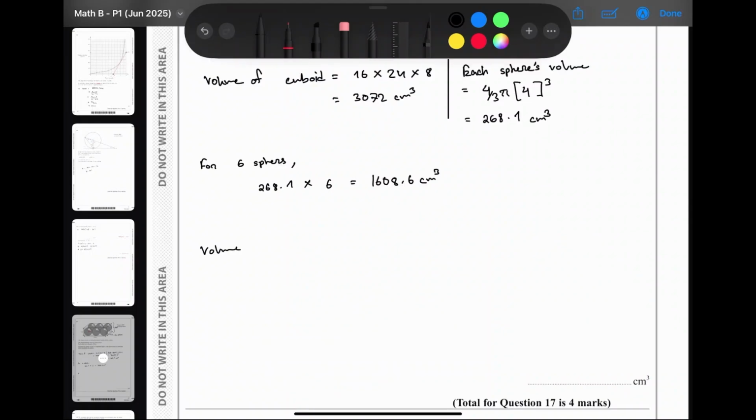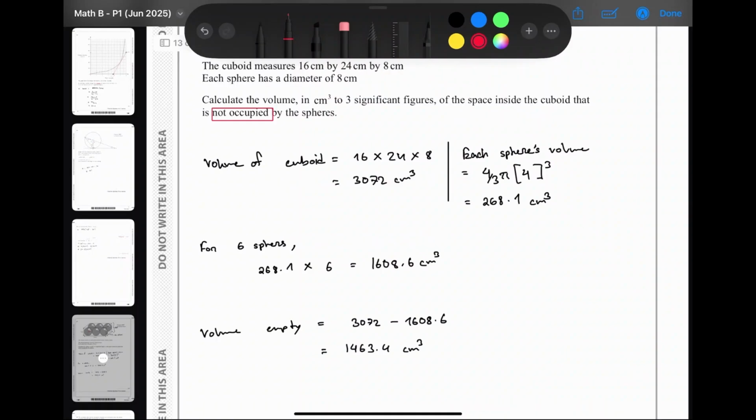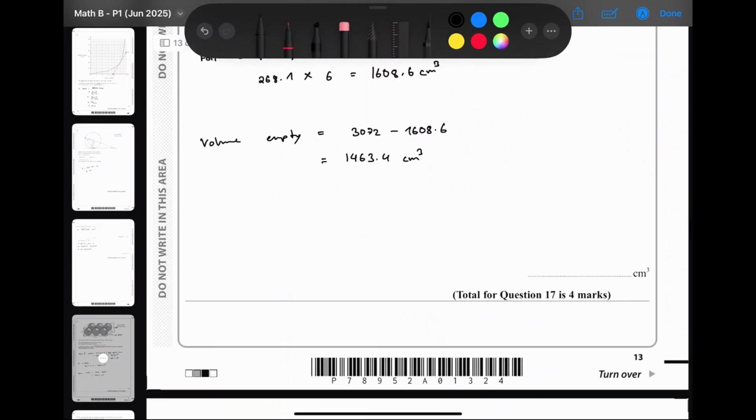So by multiplying with 6 we get the total volume. Now we can subtract the values from each other and we will get our answer. Also, since we have been asked to provide the answer in 3 significant figures, we will have to do that. And it will become 1,460 centimeters cubed.